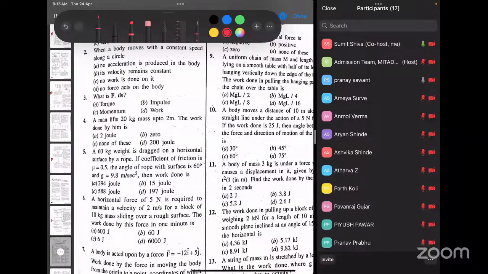Question number 4. A man lifts 20 kg mass up to 2 meter. What will be the work done? I already told you work done will be equal to change in energy of the system, not only kinetic energy, but also potential energy. So net work done in this case will be the same as potential energy of the system at height 2 meter. And this will be 20 into 2 into 10, if we are taking it as g. So this will be how much? 400 joule. And there is no option with 400 joule. So answer will be none of these. Understood?